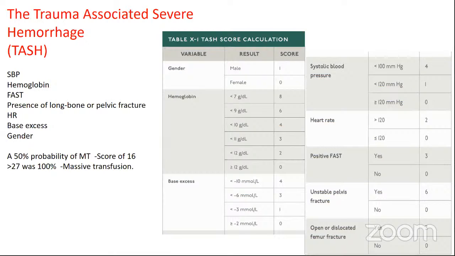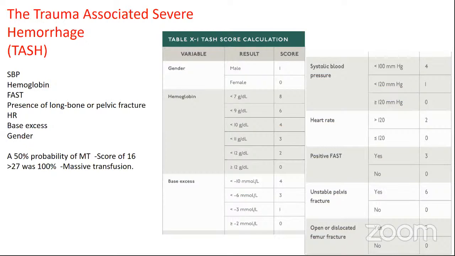If the patient is a male, we score 1. If the hemoglobin is less than 7, the score is 8. Base excess less than -10 is 4. Systolic blood pressure less than 100, we score 4. Heart rate more than 120 is 2. Positive FAST, yes is 3 and no is 0. Unstable pelvic fracture, if yes, it is given 6, and if there is no pelvic fracture, 0. And open or dislocated femur fracture, if yes, we give 3, and if no, 0.